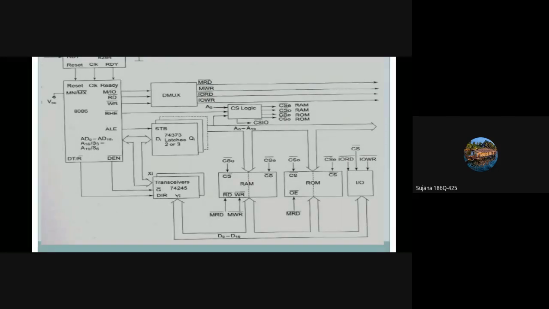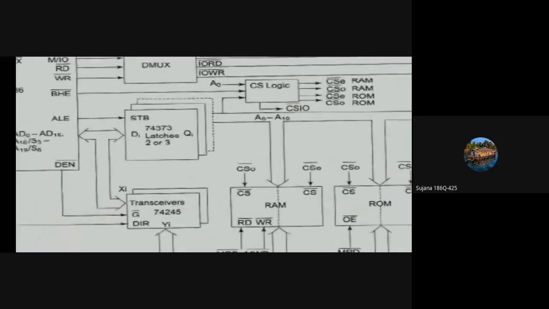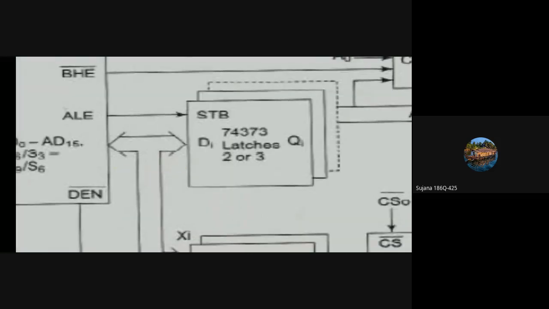You can see latches over here. We have connected some latches to the ALE terminal. Generally we can use a latch or a D flip-flop, which is a single-bit memory storage unit. So latches are nothing but single-bit storage devices.